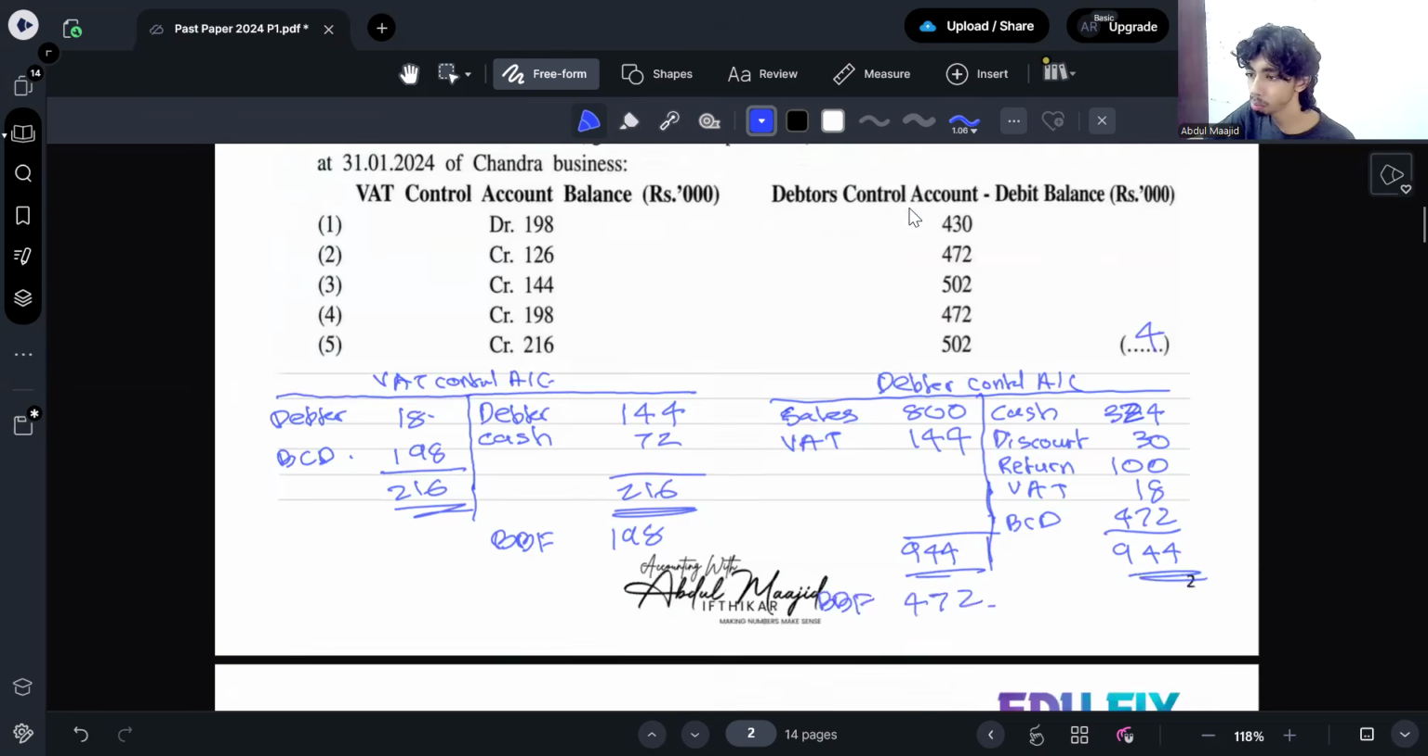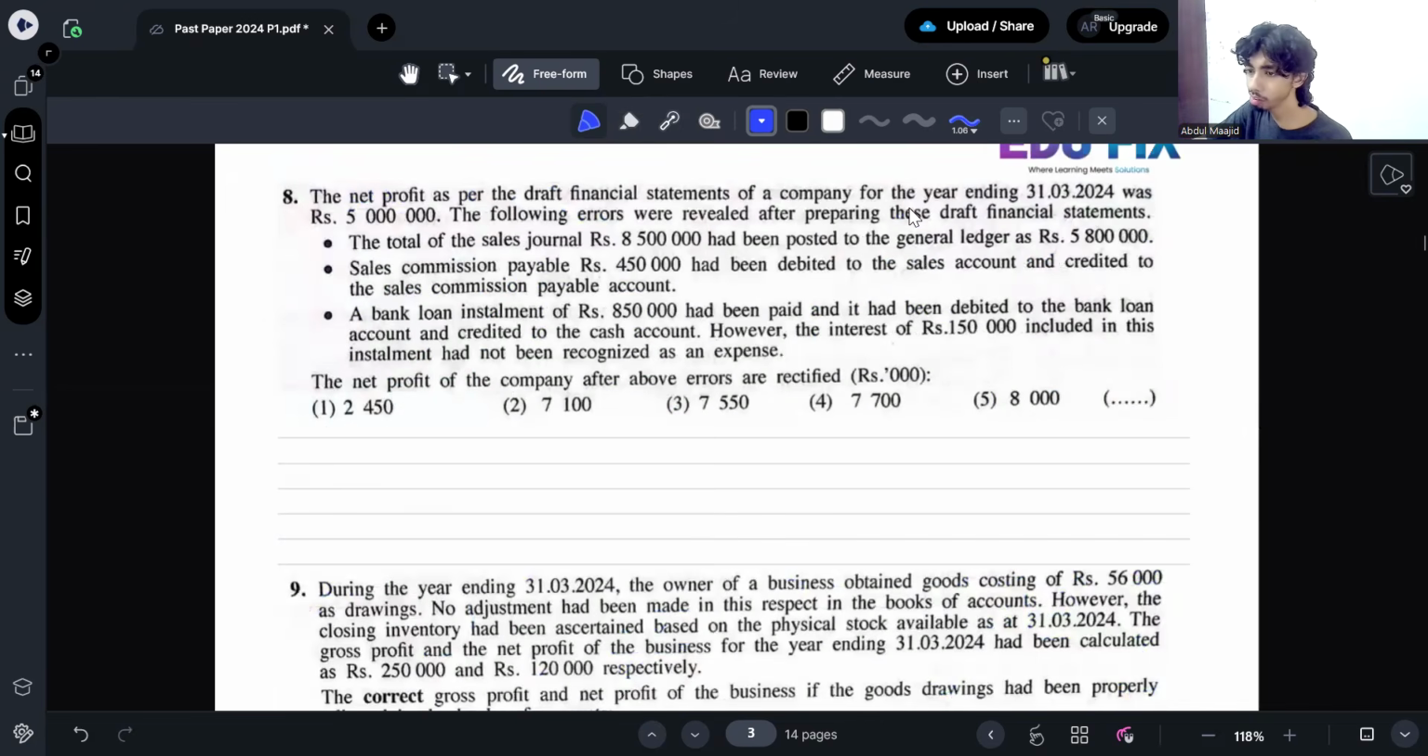Okay. All right. Then moving on to the eighth one. The net profit as per the draft financial statement of a company for the year ending 31st March 2024 was 5 million. So they have given a draft net profit of 5 million. They're asking the corrected net profit after correcting the above errors. The total of the sales journal, rupees 8,500,000, has been posted to the general ledger as 5,800,000. So here the sales is undercast by 2,700,000.